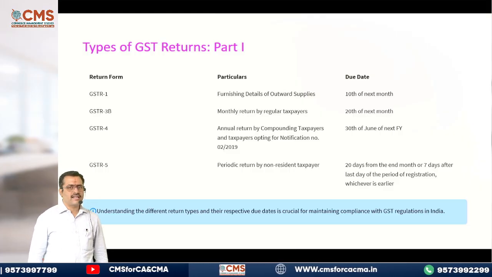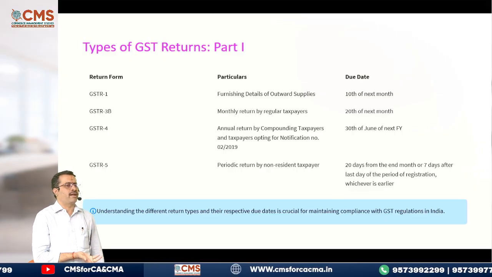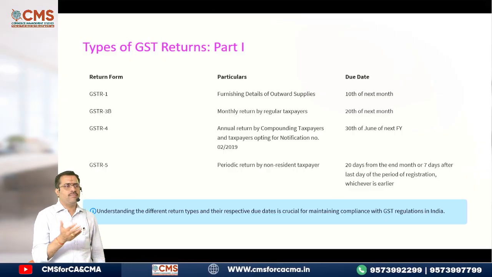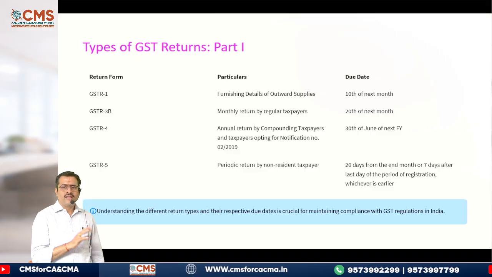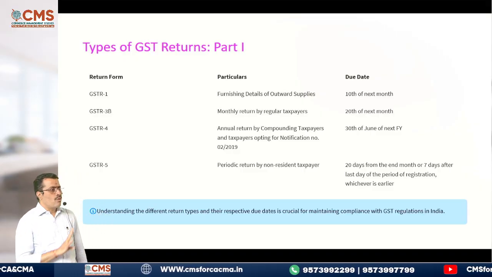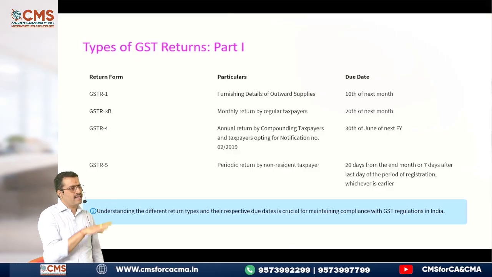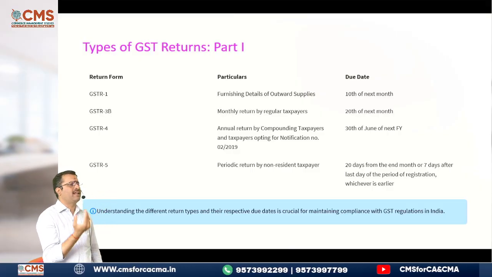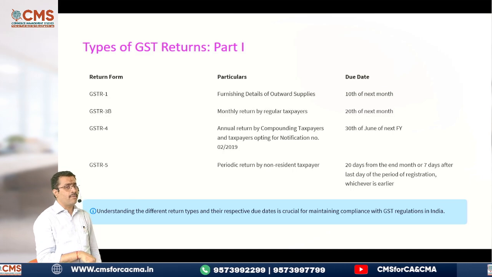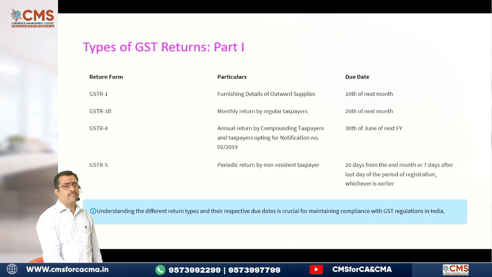Second, GSTR 3B. Earlier GSTR 2 also was there, but now they have removed it because 2 is only an automatic form now. GSTR 3B is a monthly return. Again, it has to be filed by 20th of the next month. Now comes GSTR 4, where there is an amendment, my dear. The amendment is not in this year. Last year only the amendment happened, but last year they didn't ask in the exam. So this year they might ask, because that amendment came in the middle of the year. What is that amendment?